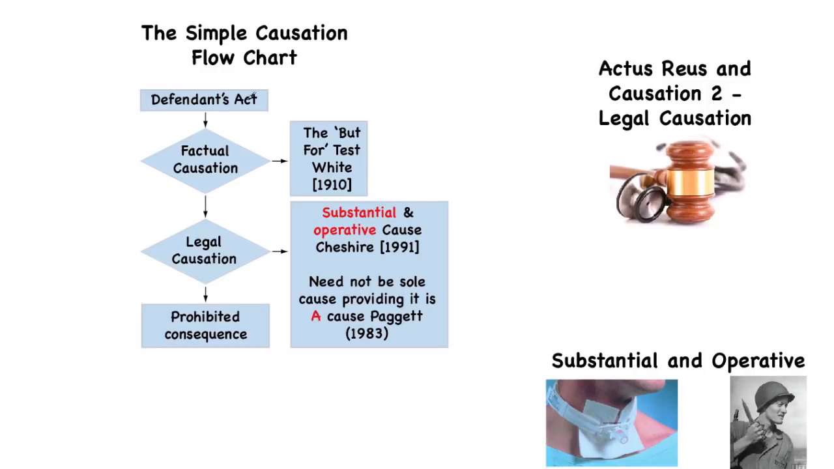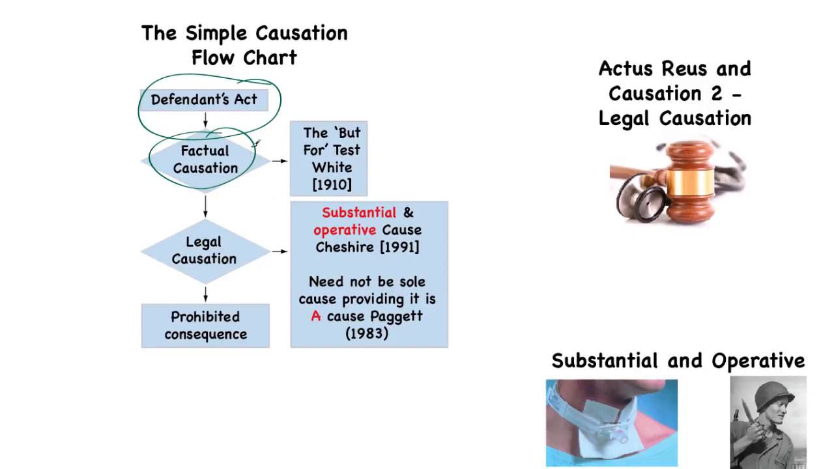The first thing that we have to do is to look and take the defendant's act and to say, did the defendant's act factually cause the outcome? And you remember we used the but-for test. But for the defendant's actions, would the outcome have occurred? And the test we use for that is R v White, the man who poisoned or tried to poison his mother. Mother dies of a heart attack before the poison takes effect. So he's not factually the cause of her death.